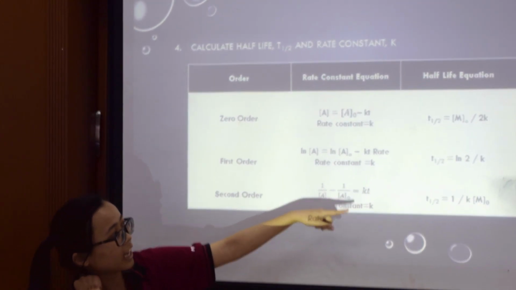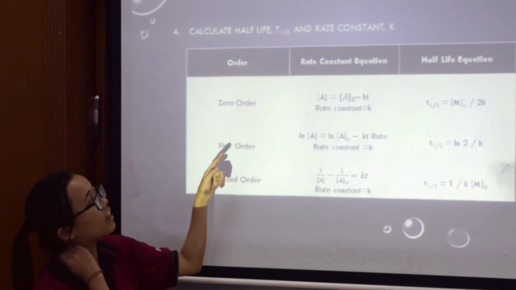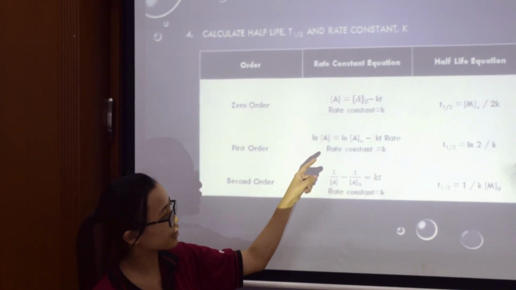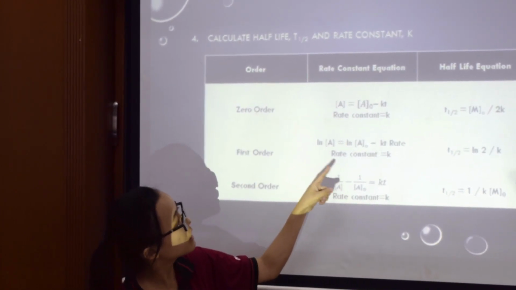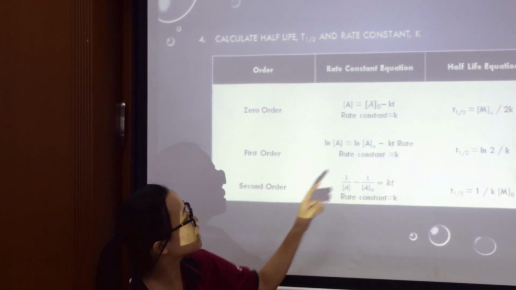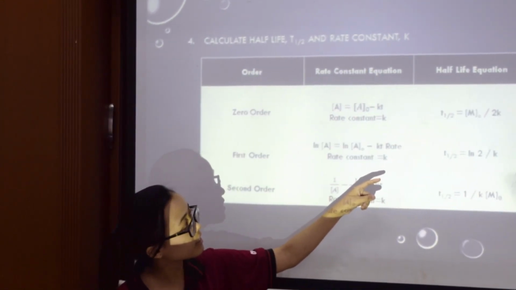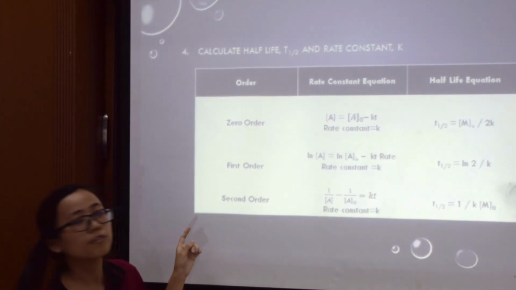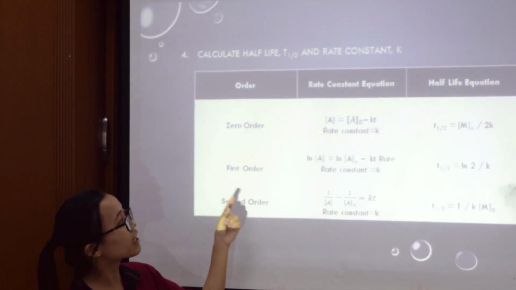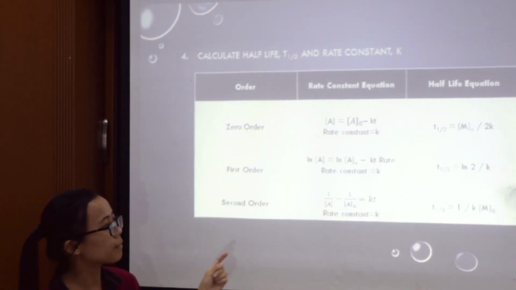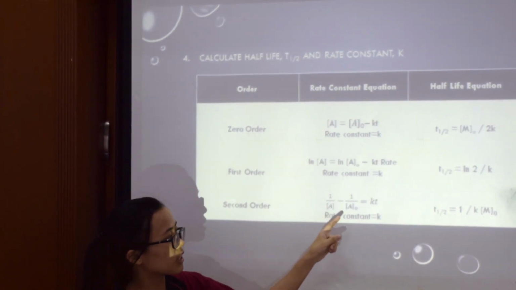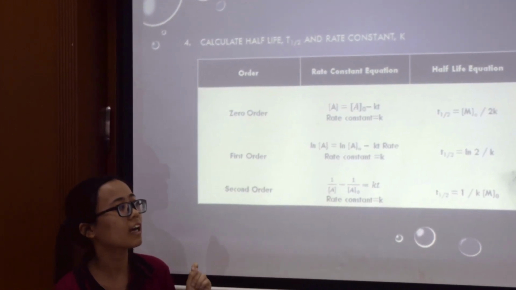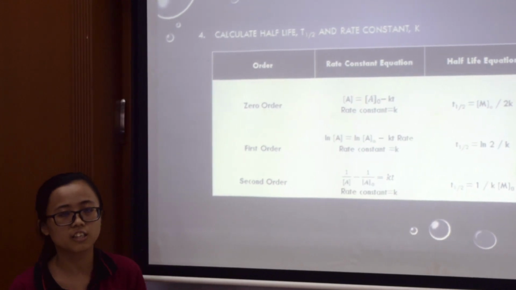and the half-life is equal to the original concentration over 2k. For the first order, the rate equation is ln concentration equal to ln original concentration minus kT, and the half-life is equal to ln 2 over k. For the second order reaction, the rate equation is 1 over the concentration minus 1 over the original concentration equal to kT, and the half-life is equal to 1 over k times the original concentration.